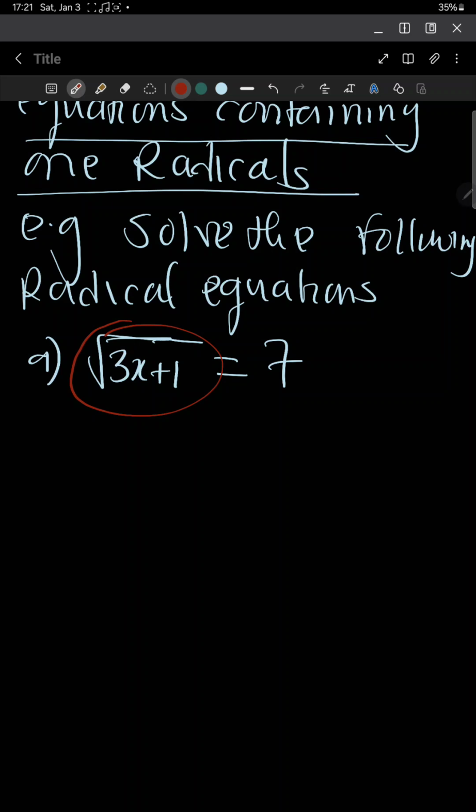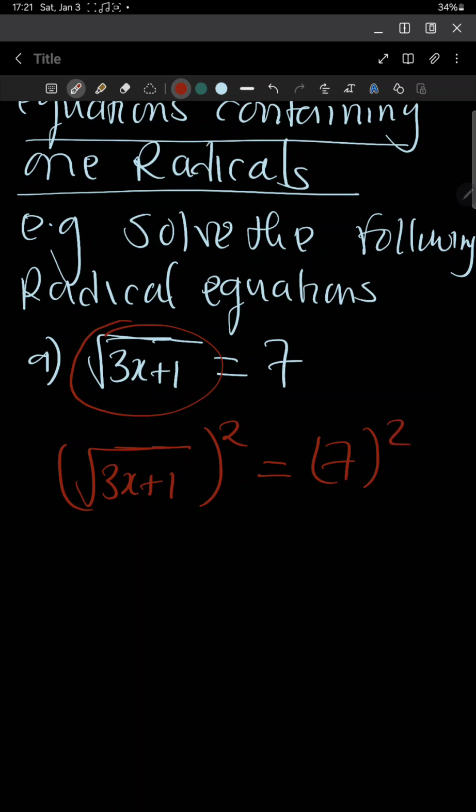The only way we can eliminate this square root is to introduce a square, represented by 2. So we square both sides, even here. The reason we're doing that is to kick out the square root so that it cancels, and then we remain with 3x plus 1 equal to the square of 7, which is 7 times 7.